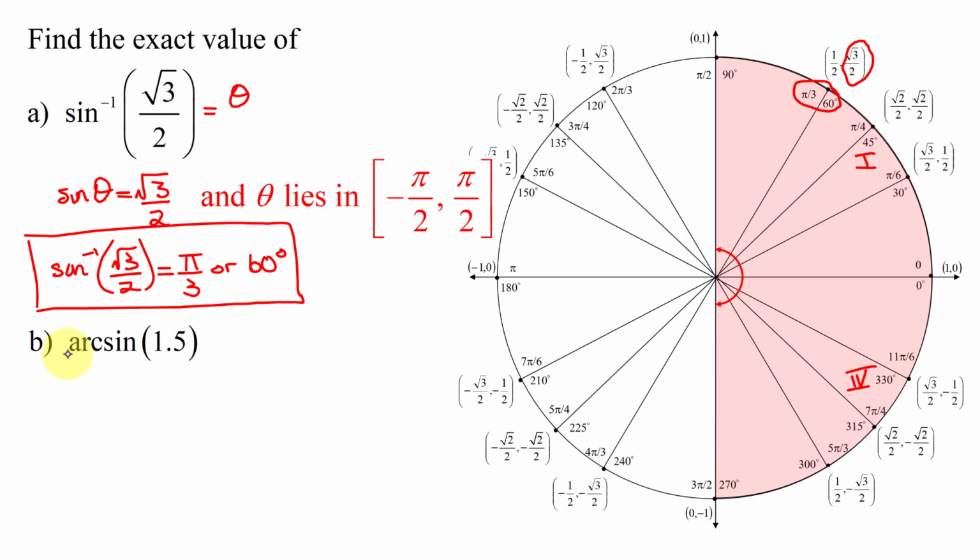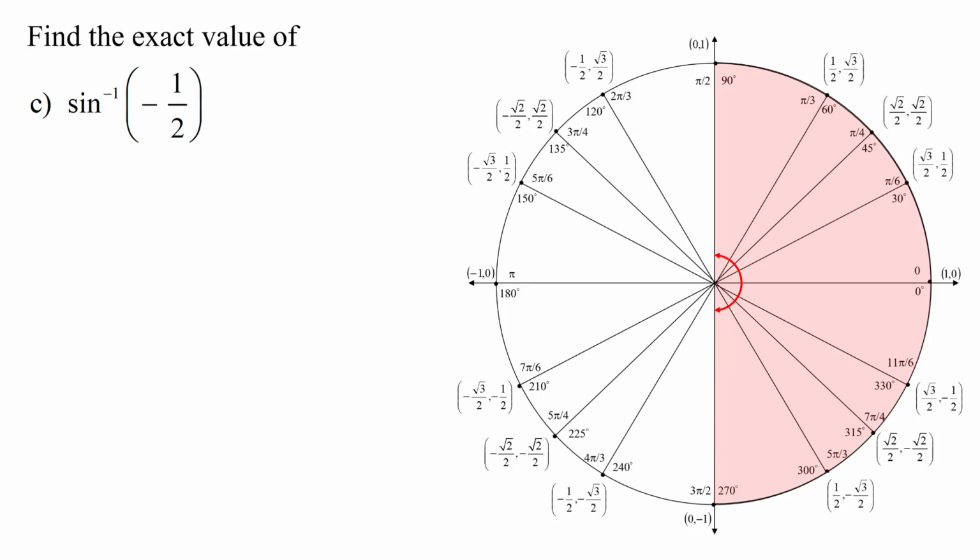In part B, we need to find the arcsine of 1.5. But remember, the domain of the arcsine or the inverse sine function is -1 to 1. Is 1.5 in this interval? No. Therefore, the arcsine of 1.5 is undefined, because there is no angle whose sine function equals 1.5.